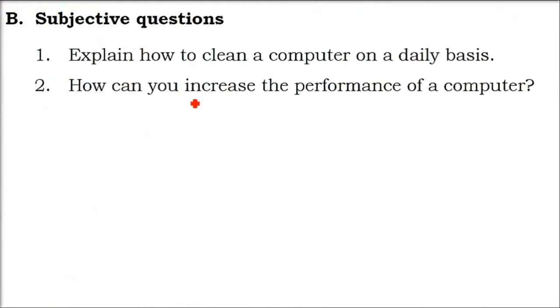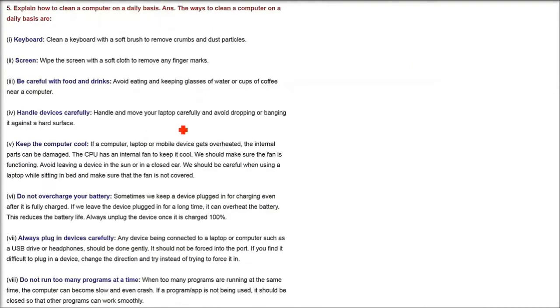Subjective question. Explain how to clean a computer on a daily basis. We have discussed all this in this chapter, so let us see one more time. Clean your keyboard, use a soft brush, clean your screen with a soft cloth. Don't eat food or drinks near your computer. Handle your device carefully. Don't drop it. Don't bang it somewhere on a hard surface. Keep the computer cool. Always use AC if possible. Do not overcharge the battery, because it is designed to work on battery. Don't force the jacks into your device, like USB and others. Do not run too many programs at a time.